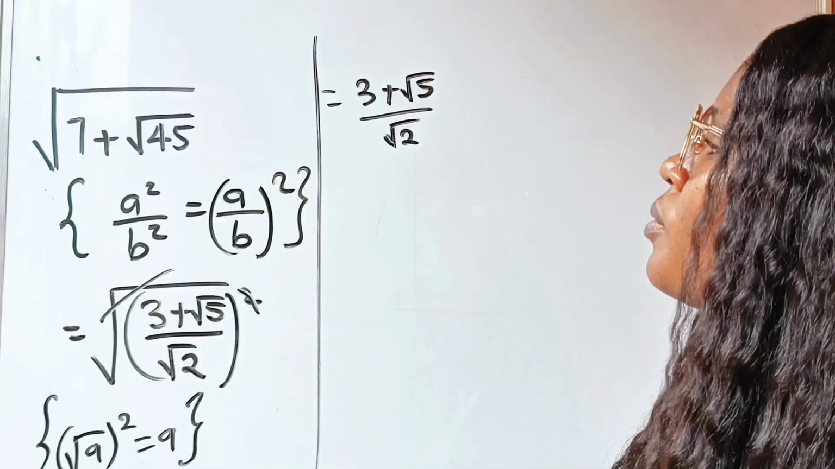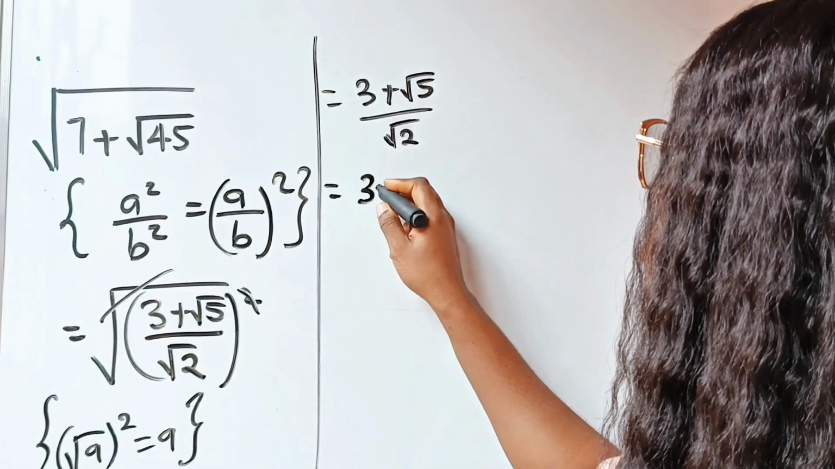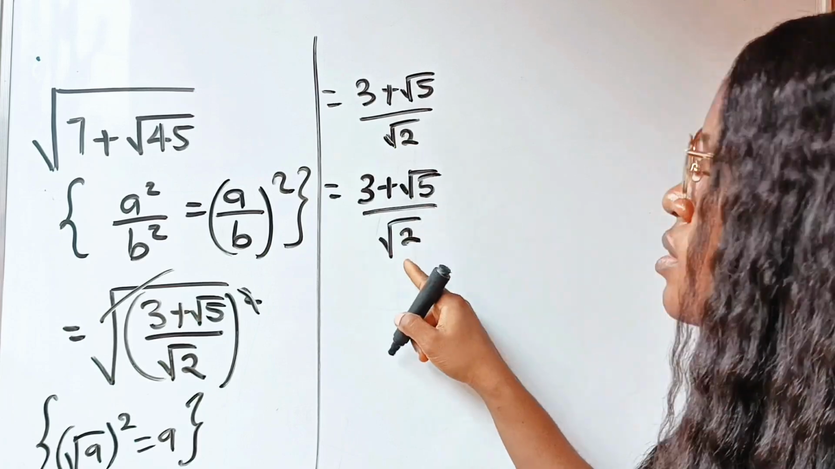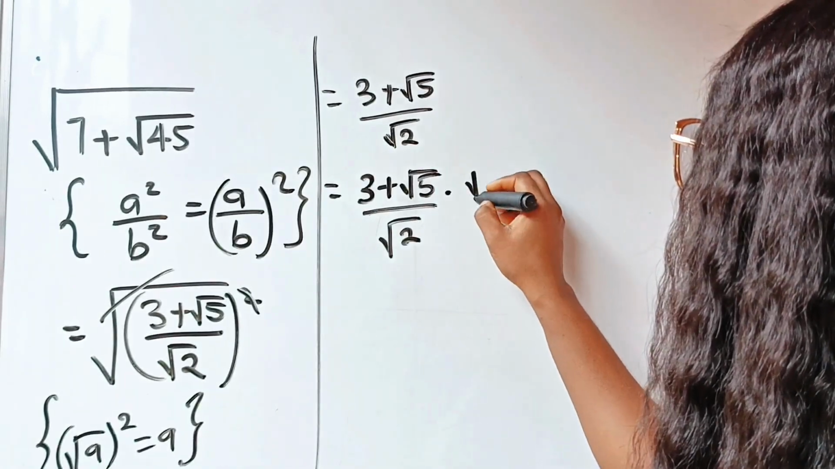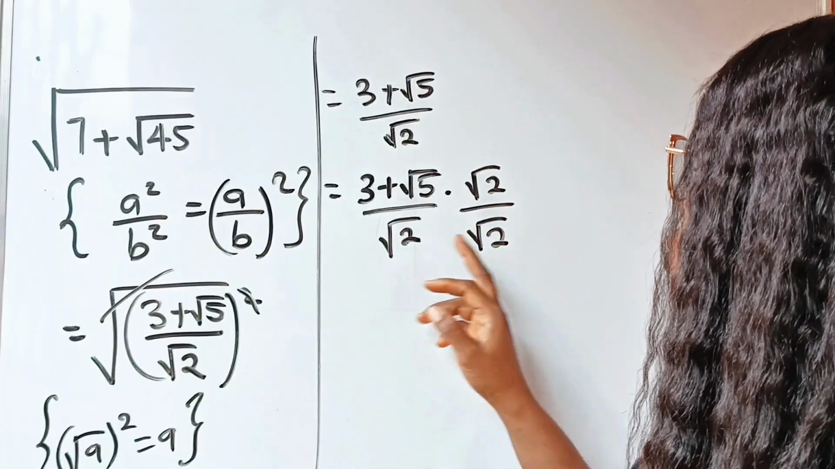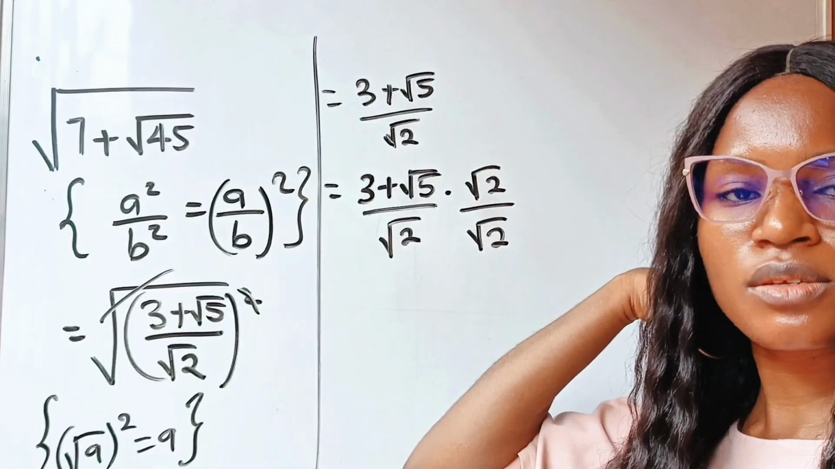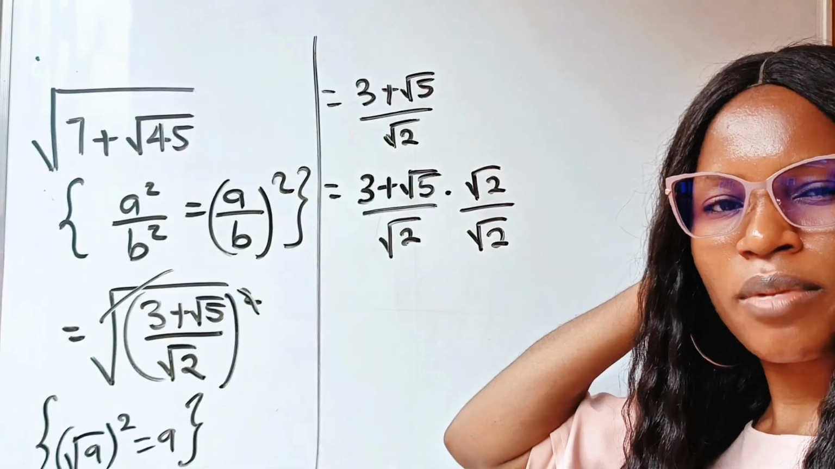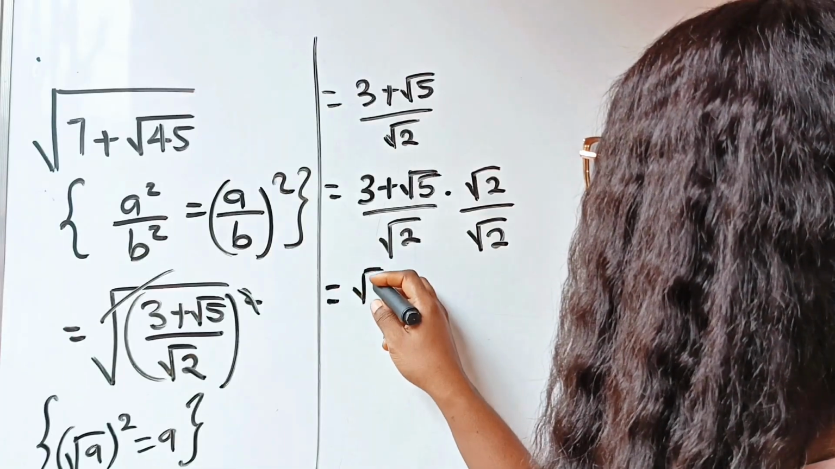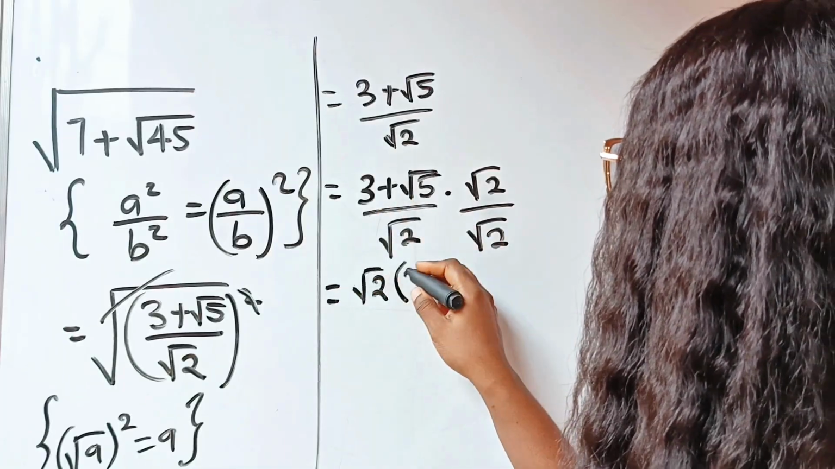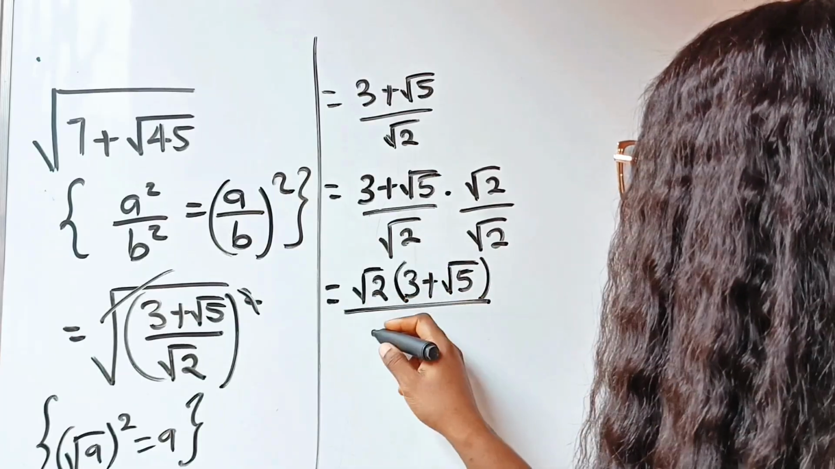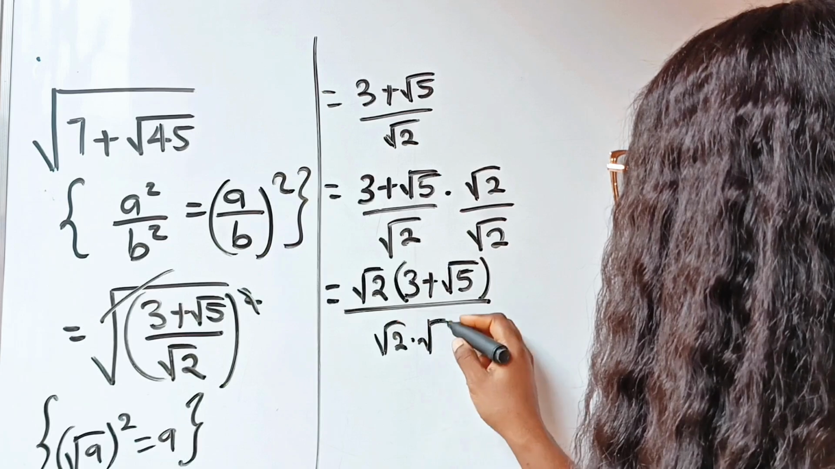So to rationalize the denominator, all you need to do is to multiply and divide by the surd. Okay, so I will now multiply by root 2 and divide by root 2 as well, because it's only when root 2 multiplies root 2 that we will have 2 as my denominator, and that is a rational number and it is acceptable. So we are going to have root 2 multiplied by this 3 plus root 5 divided by root 2 multiplied by root 2.